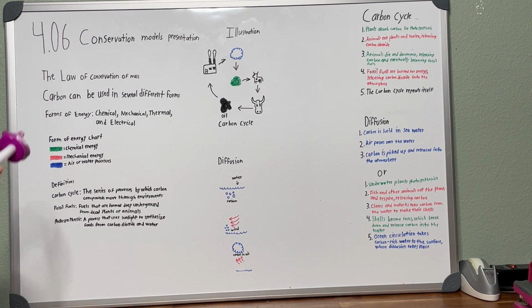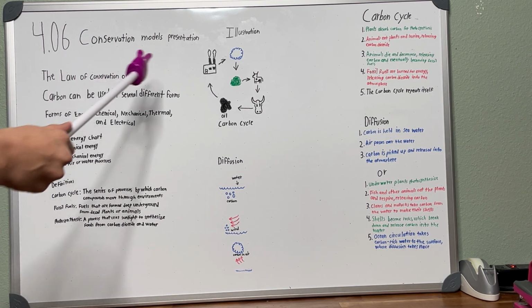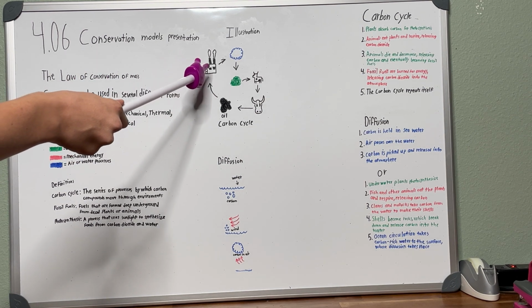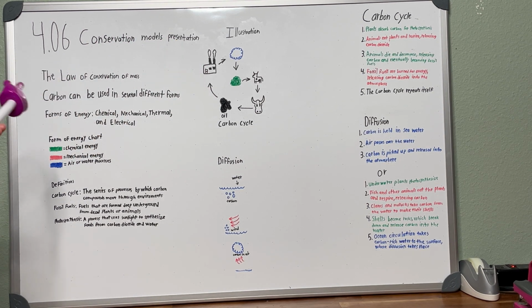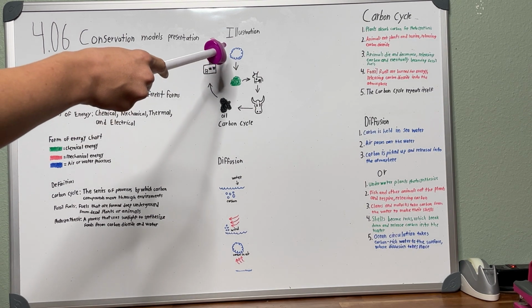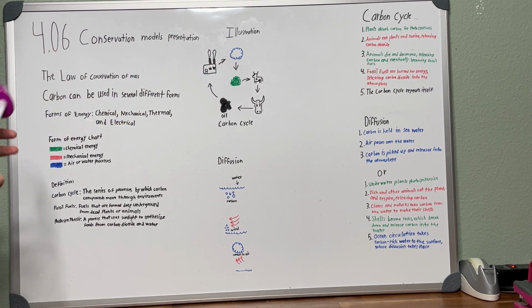The fossil fuels are then burned for energy in factories, releasing carbon dioxide into the atmosphere. And you can tell that it's that for a factory. This is where plants photosynthesize the carbon dioxide from the atmosphere, restarting the whole process.